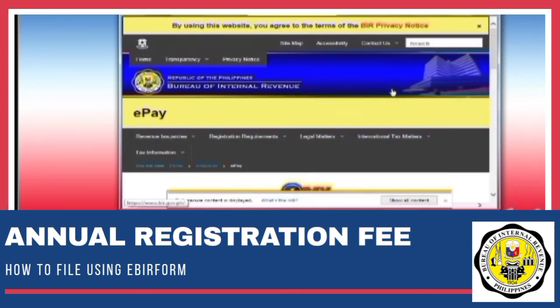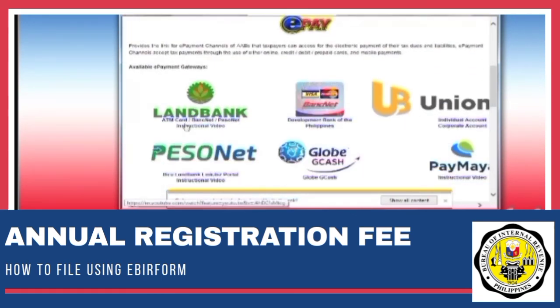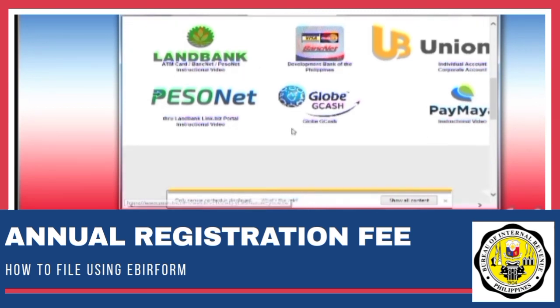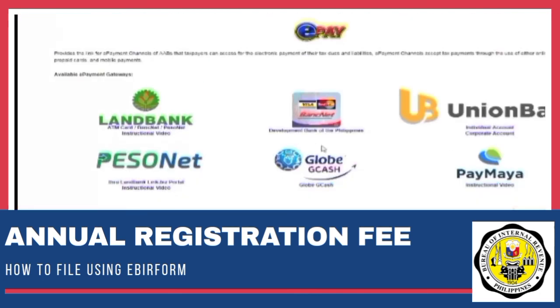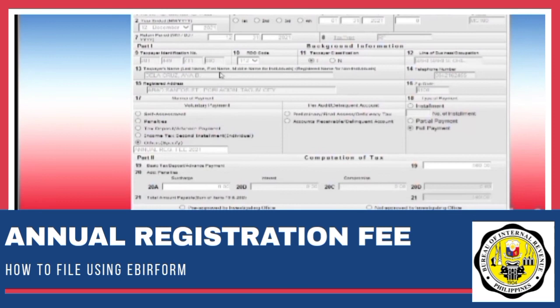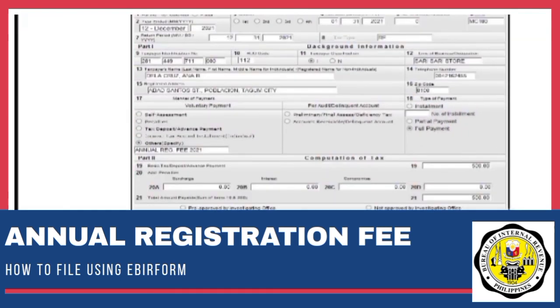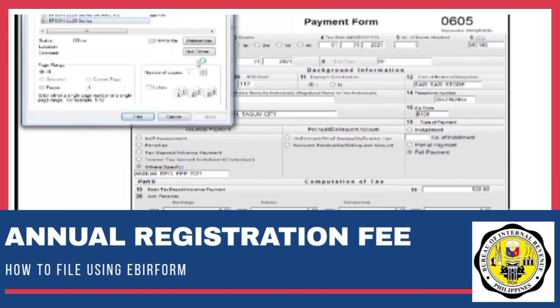You can now directly pay through some electronic channels such as Land Bank, Union Bank, BancNet, PESONet, GCash, and PayMaya. But still, you can opt to pay this manually at some banks like Land Bank and have them stamp the form and the deposit slip. So you just have to go there, bring your TIN verification slip, and line up.